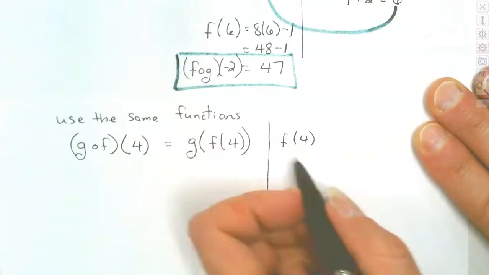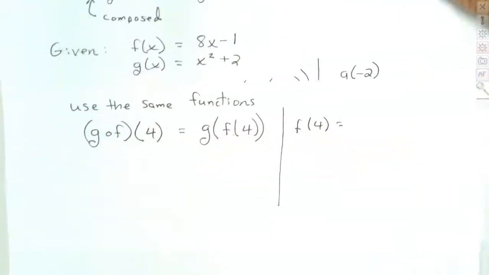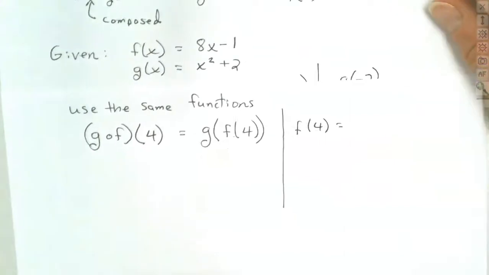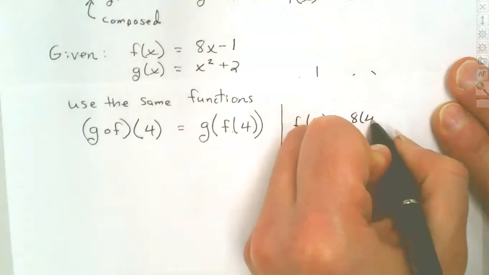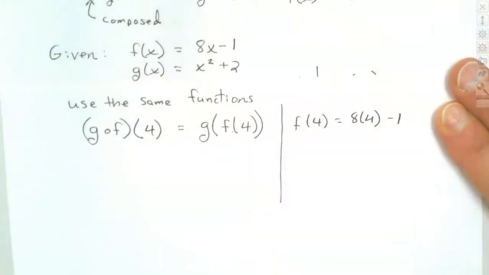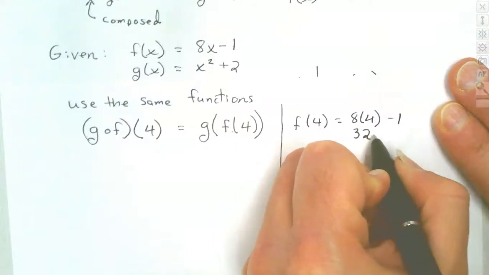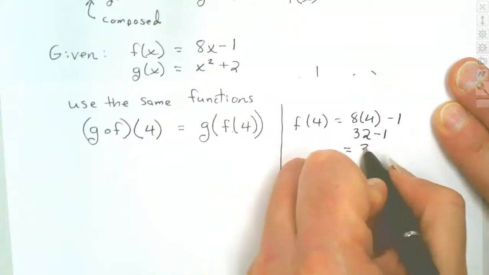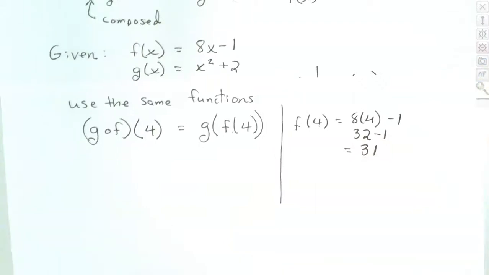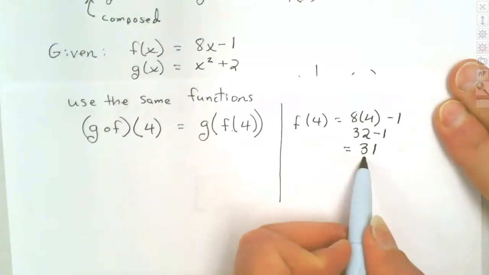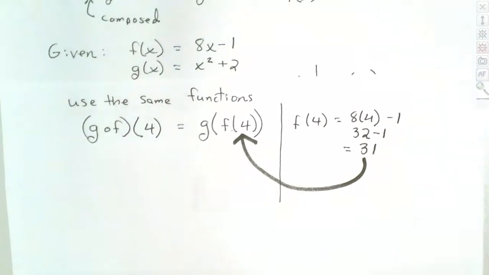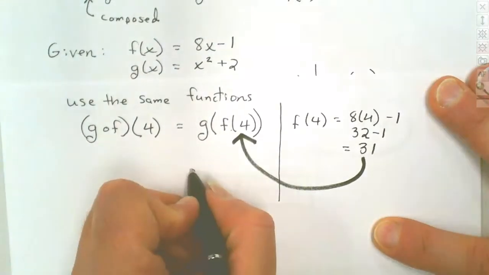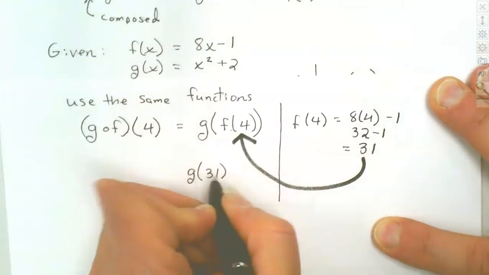And f of 4, if we use our same functions again, f of 4 would be 8 times 4 minus 1. So that's 32 minus 1, which is then 31. And what do we do with that 31? We take that 31 and we plug it back in. Now we need to find g of 31.